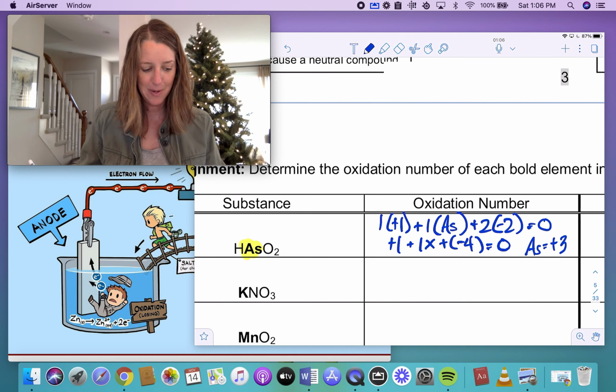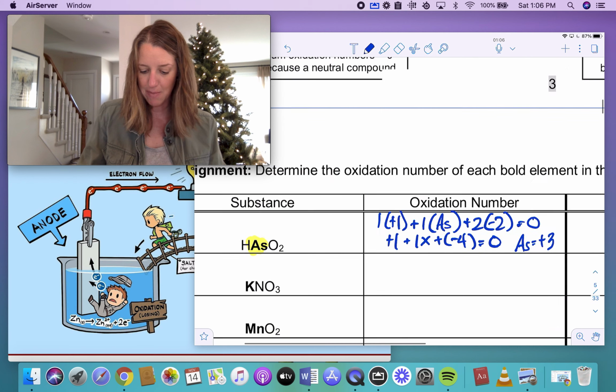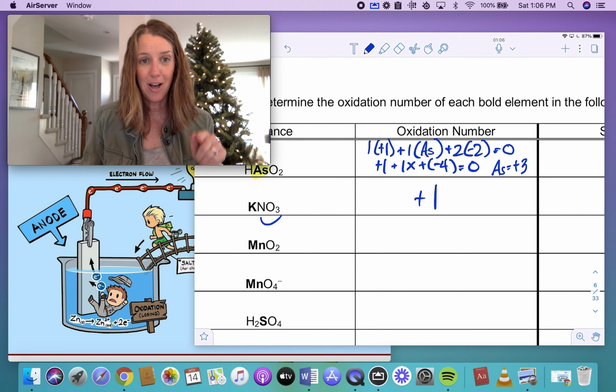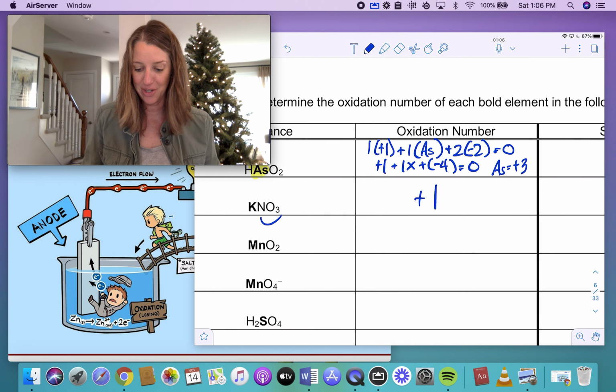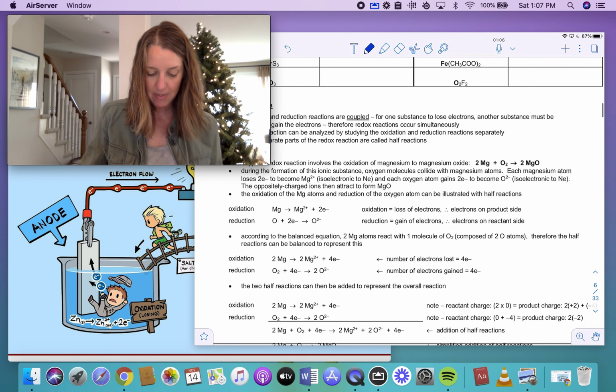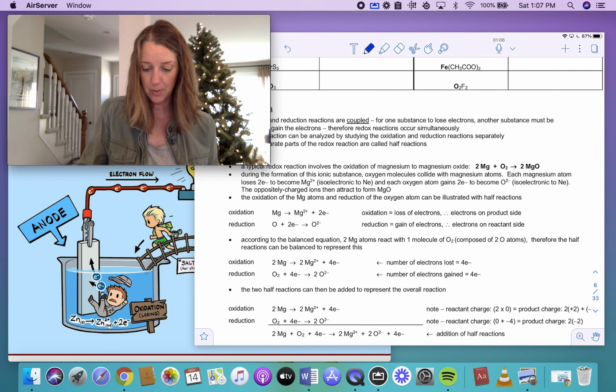Okay, want to do the next one? Can you do the next one in your head? I bet you can. There's nitrate with a -1 overall charge, so therefore the potassium's oxidation number is going to be +1. Okay, manganese, can you do these? Pause the video, do all of them, and then check the solution set. Okay, once you get down to the bottom, the next part is to look at half reactions. Okay?